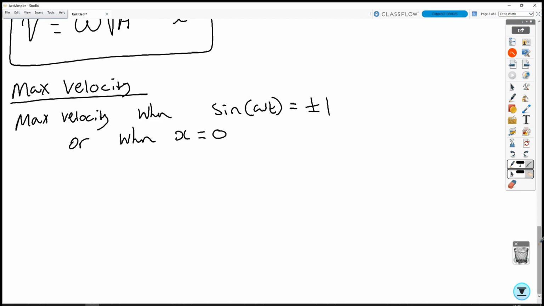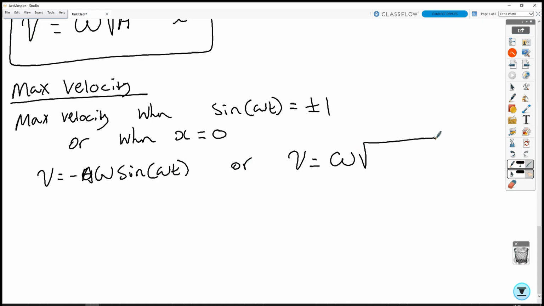So let's write them down. v equals minus A omega sine omega t, or v equals omega root A squared minus x squared. So here we set sine to plus or minus 1, and here we're going to set x to 0.